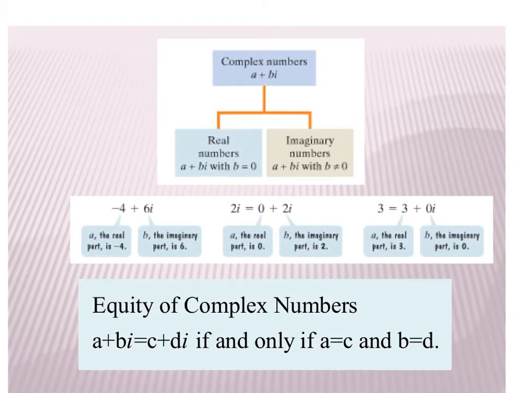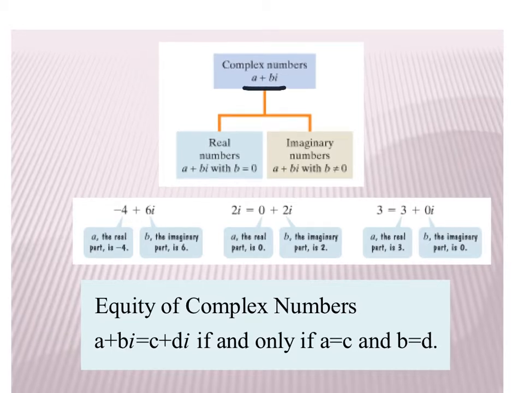So here's just a couple examples of complex numbers. Again, it would be broken down into a plus bi, where a is the real part and bi is the imaginary part. So in this example here, I know it's a little blurry, but that says -4 plus 6i. The real part's -4, and the imaginary part is just 6. In this one, 2i, the real part is 0, and the imaginary part is 2. And in this last one, it's just 3, which would be 3 plus 0i, or the real part being 3 and the imaginary part being 0.